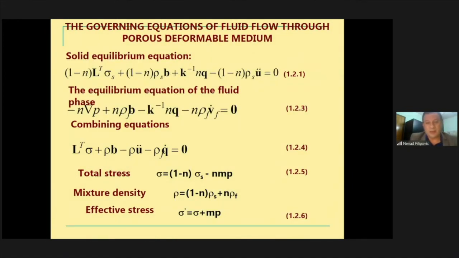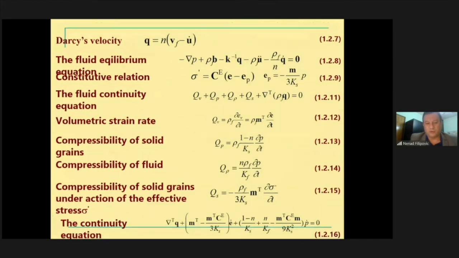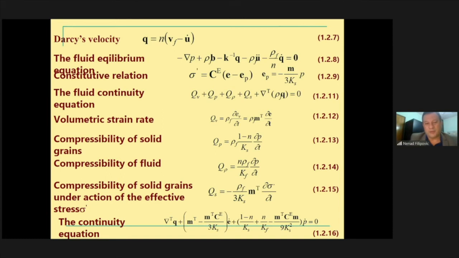So a number of governing equations are employed, like for a porous deformable medium. And I know this is a medical community here, but at least I will show a few equations just to give you an impression of how complex the model is. Inside the model we have the solid equilibrium equation with the equation of the fluid phase and the solid phase. We have total stress, mixture density, and effective stress. Also, we have inside the fluid equilibrium the fluid continuity equation, volumetric strain rate, and compressibility of the solid and the compressibility of the fluid, because inside the cartilage we have a porous deformation model and continuity equation, because, of course, this is fluid motion and fluid dynamics, which are incorporated inside the problem.